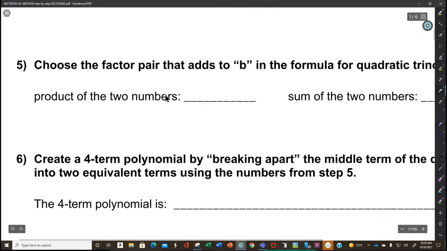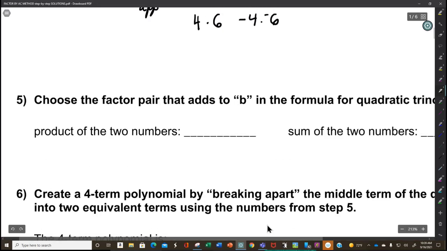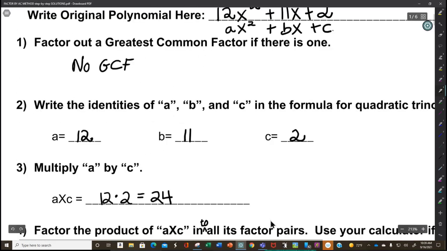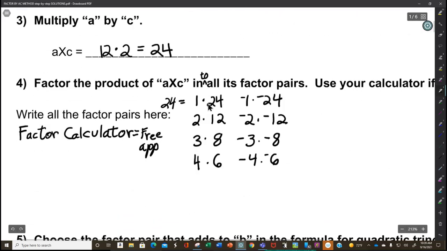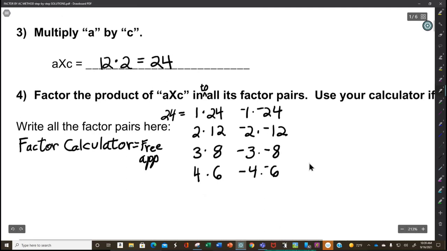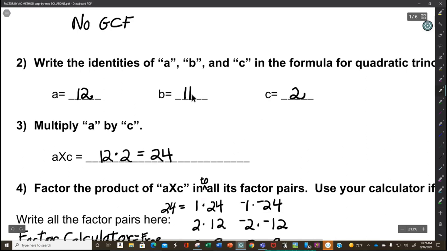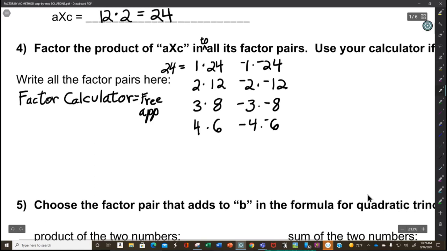Now, we already know what to do with this, right? Choose the factor pair that adds up to B in the formula for quadratic trinomials. That is, we need to find the B number. So I'm going to look at each factor pair and ask myself, self, which one adds up to positive 11? And that would be positive 3 and positive 8.